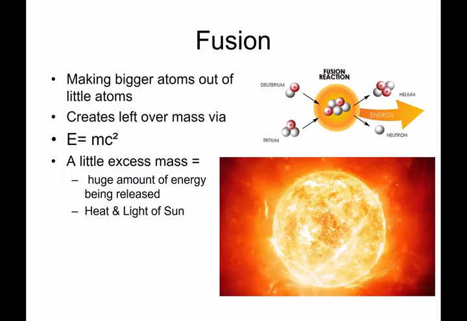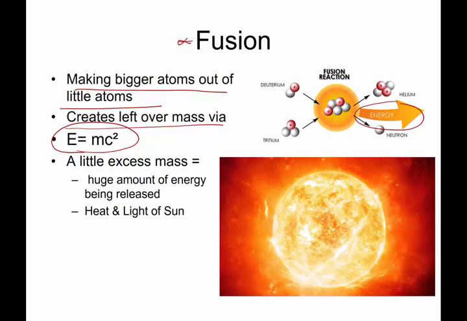So in nuclear fusion, and you definitely need to know the definition of this, in nuclear fusion, this is the process of making bigger atoms out of littler atoms. And in the process of doing that, there is some extra mass that gets converted into energy via the equation E equals mc squared. Now, when we say it releases energy, what kind of energy does it release?